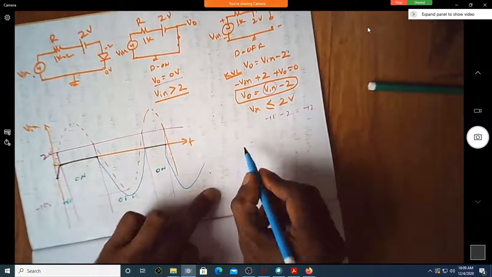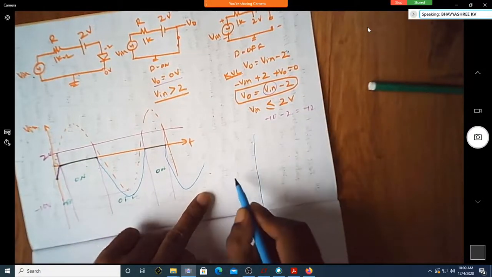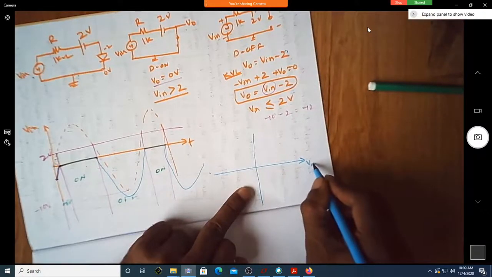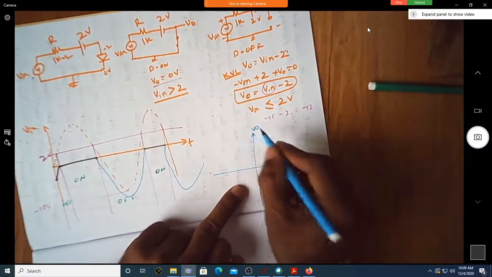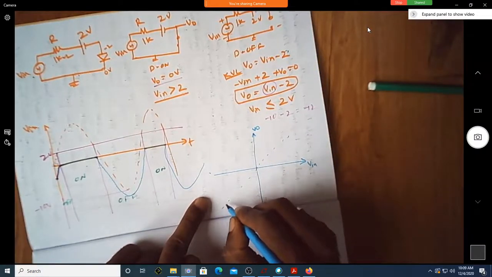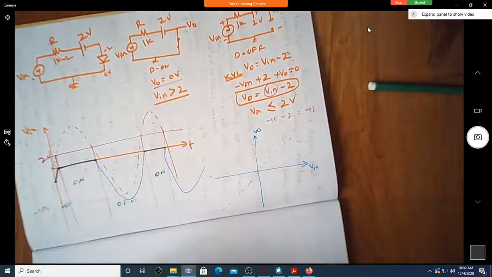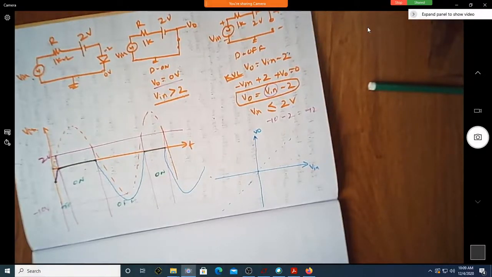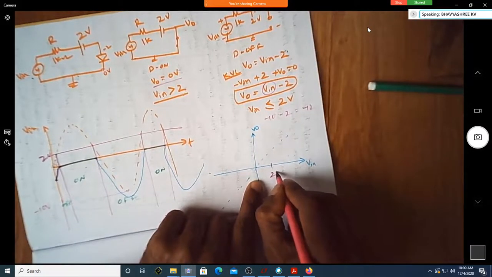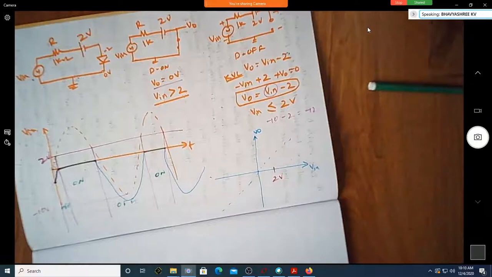If I write the transfer characteristics, I want some of you to talk, if you have any difficulty here. What is this dotted line? What is that dotted line? The dotted line corresponds to input equal to output. Correct?